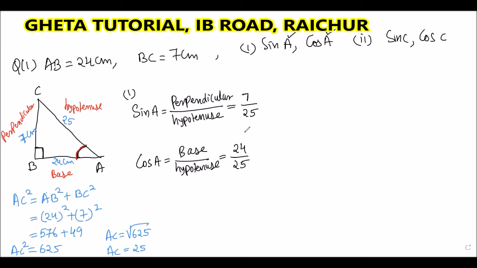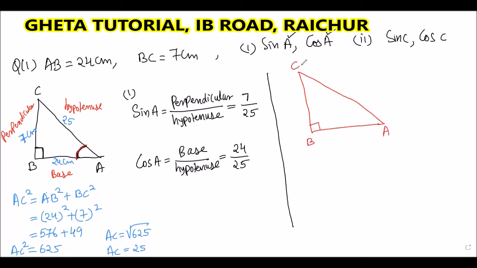Whenever you want to do a trigonometry problem, the first thing you should remember is how to use the Pythagoras theorem and then how to use the trigonometric ratios. If you know these two things, you can easily find the answer. Now the second question: they gave sine C and cos C. I will draw the same diagram. The triangle is the same, but here the angle is different.